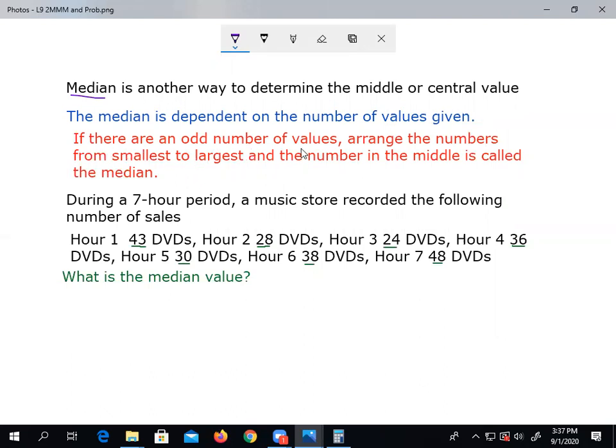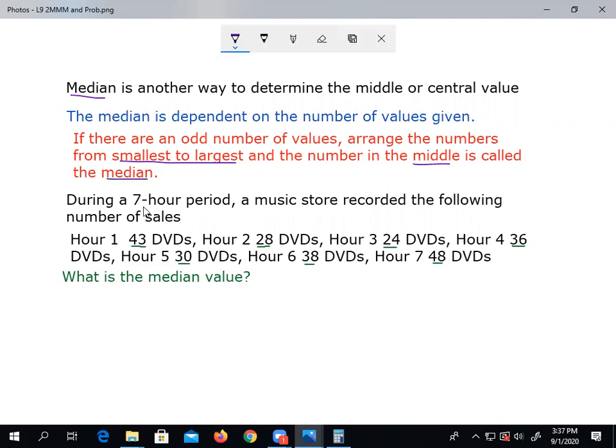If there's an odd number of values, this is how we will determine the median. We're going to arrange the numbers from smallest to largest, and the number in the middle is called the median. So they have to be arranged from smallest to largest, and then the number in the middle is going to be called the median.